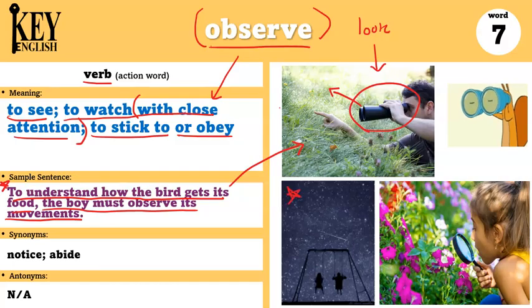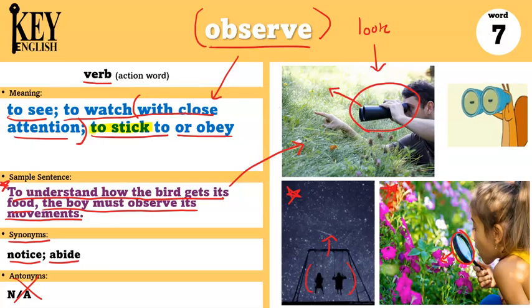We can also use observe when people are looking at the stars. I can say the two children are observing the stars. They're looking carefully at the stars. In this picture here too, you can see the girl has a magnifying glass and she's observing the flowers. Some synonyms of observe are notice and abide. There are no antonyms for this word.